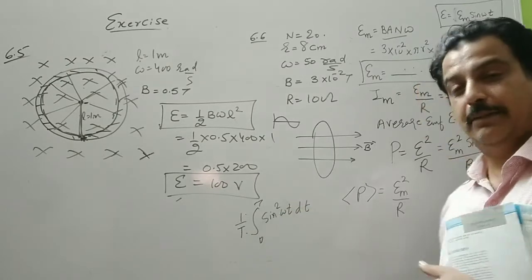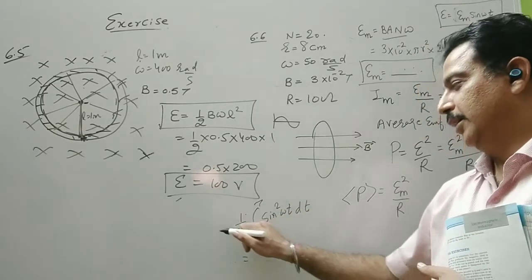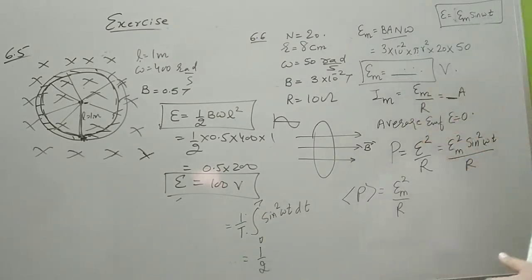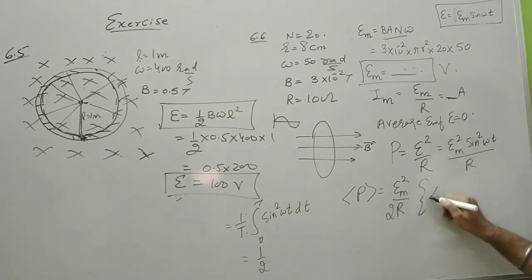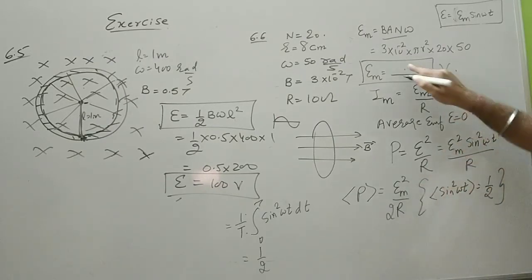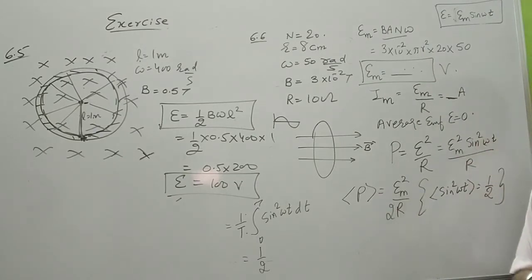So if you are a mathematics student, you can do this integration and you will find that it comes out to be half. Otherwise, in the coming lecture, we will prove all these things. So I am taking this average of sine square omega t equal to half. Now Em square, we found this here. You substitute this value and we will get the average power.